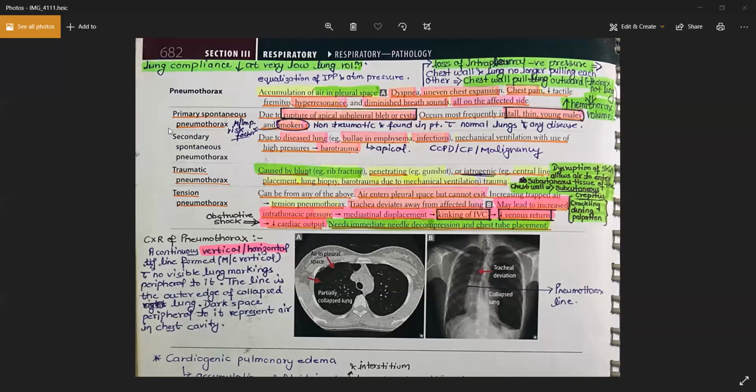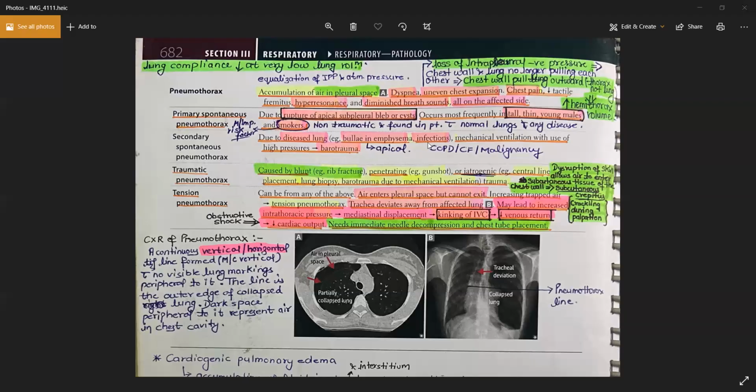Now, the other thing is a secondary spontaneous pneumothorax, which means it must be seen in a diseased lung. In this patient, the lung is totally normal, not diseased. He just got a rupture of this bleb and now he's having a pneumothorax. In case of the secondary type, you will be having diseased lungs. It could be due to emphysema. I told you bullae can be formed in emphysema, right? So this bulla can get ruptured and you will get a pneumothorax.